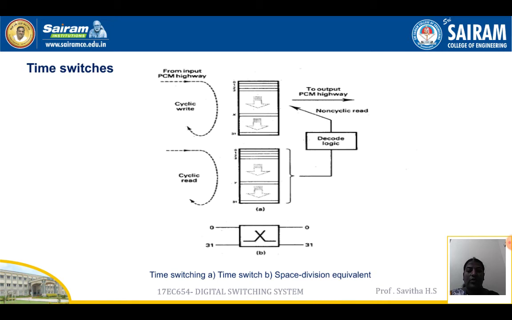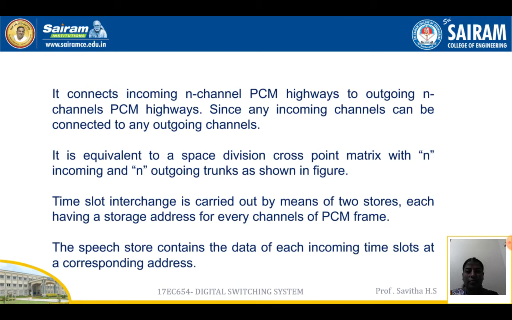Time switches. Figure A shows a time switch and figure B shows a space division equivalent. It connects incoming N-channel PCM highways to outgoing N-channel PCM highways. Since any incoming channel can be connected to any outgoing channel, it is equivalent to a space division cross-point matrix with N incoming and N outgoing trunks as shown in the figure. Time slot interchange is carried out by means of two stores, each having a storage address for every channel of the PCM frame.